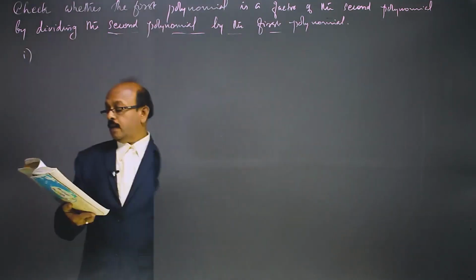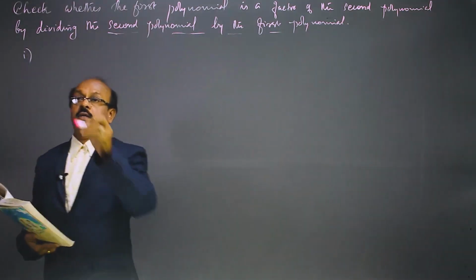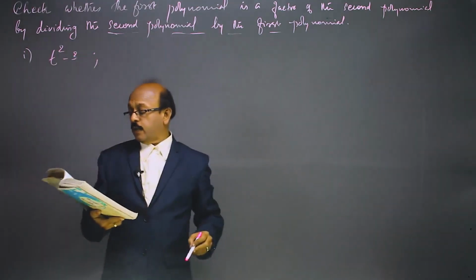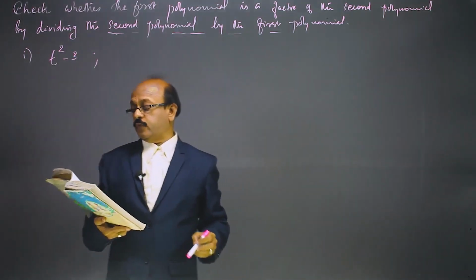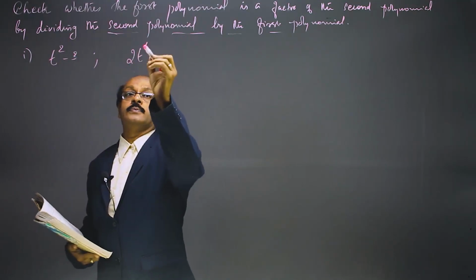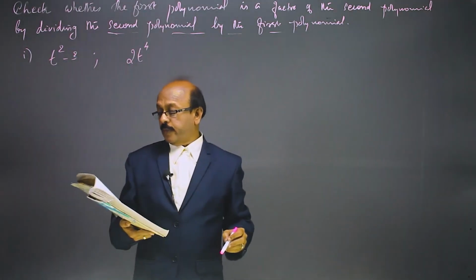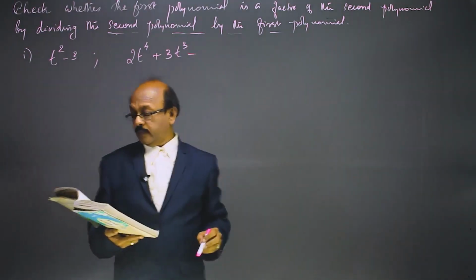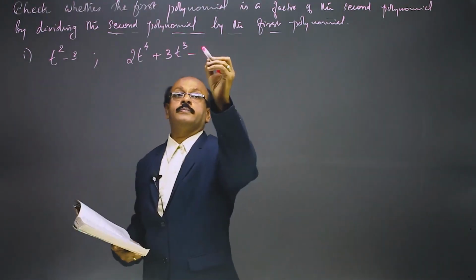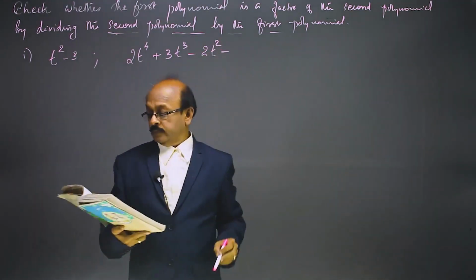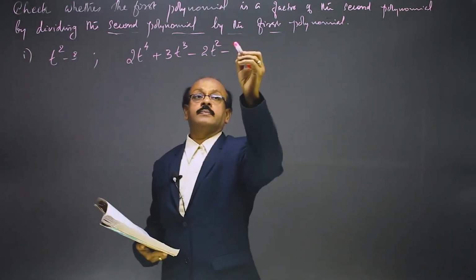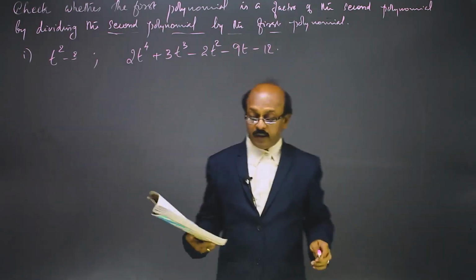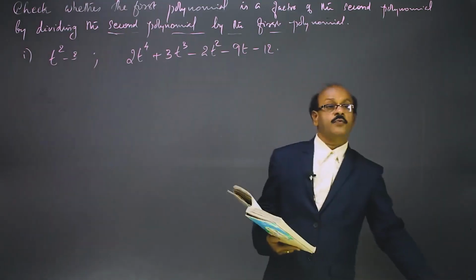First question: t square minus 3 is the first polynomial, and the second polynomial is 2t raised to 4 plus 3t cube minus 2t square minus 9t minus 12. We have to divide the second polynomial by the first polynomial.